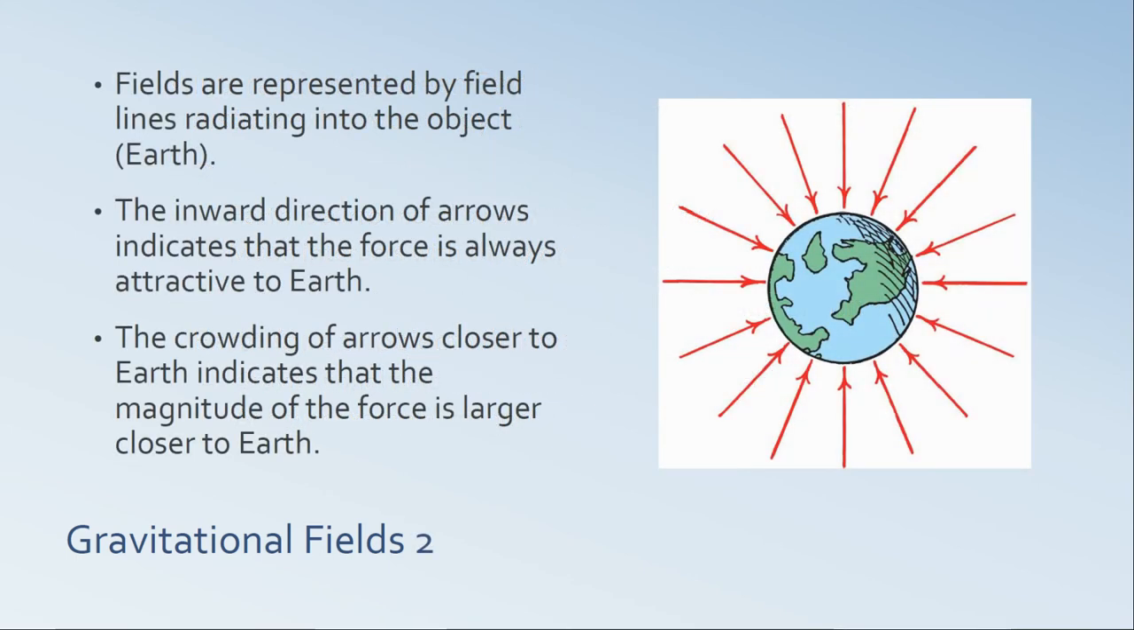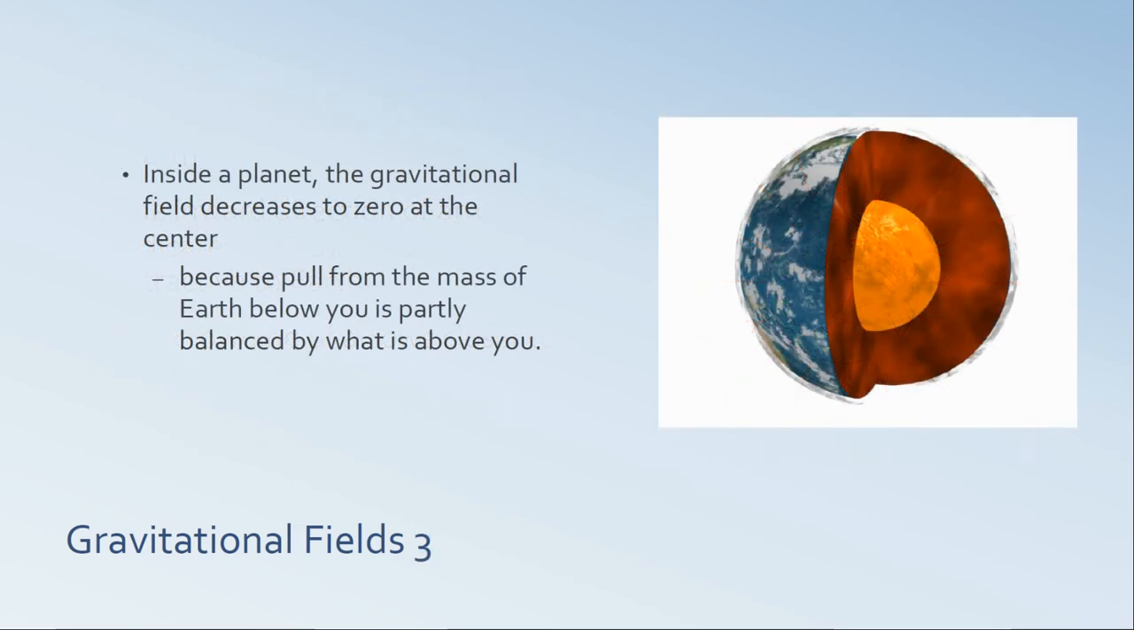If we want to represent these fields, we can represent them by what we call field lines, and we draw vector lines that show where the force is going, and it's going towards the center of the earth. And so the arrows show us that the force is always going towards the center of the earth. And then the crowding of the arrows, how the arrows are closer together closer to the earth, indicates that the magnitude of the force is greater the closer you get to earth.